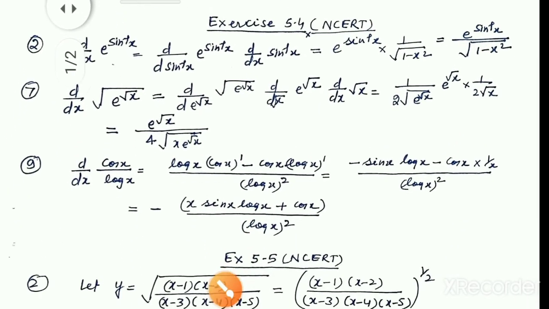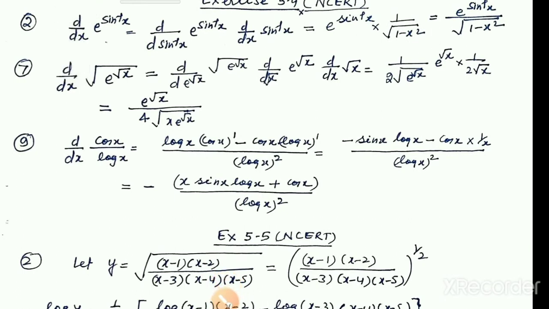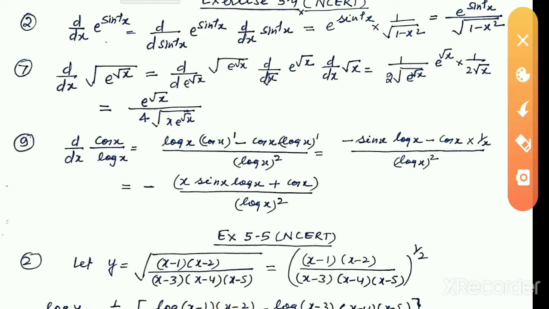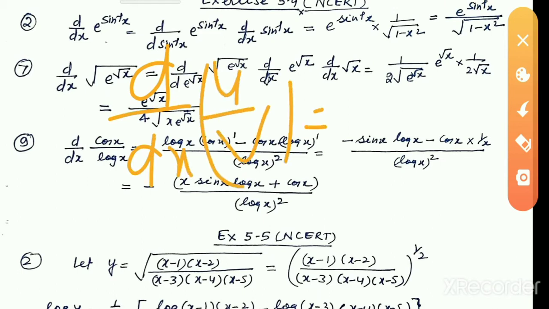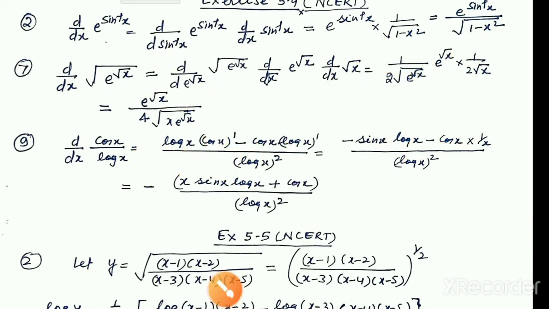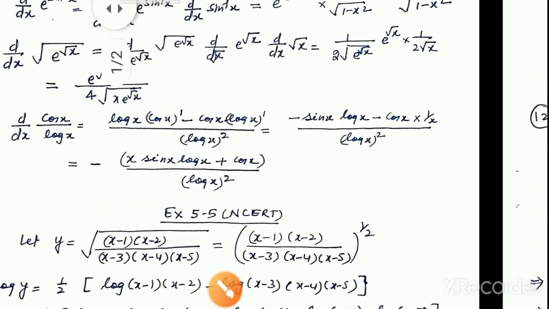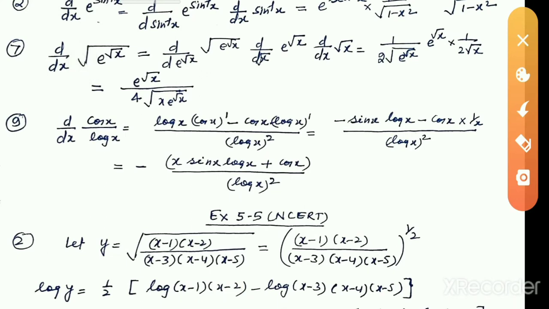Now move to question number 9. d by dx of cos x upon log x. Simple, use this formula d by dx of u upon v, which is vu dash minus uv dash divided by v square. So I hope there is no problem in this formula. Okay, we can easily solve it.